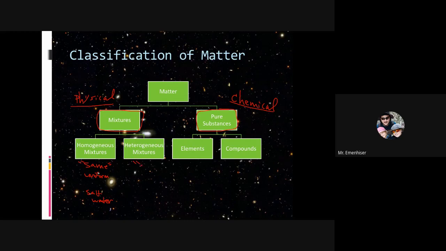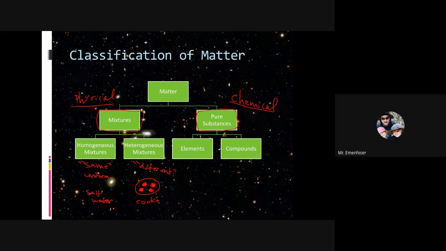Heterogeneous mixtures are different, which means they're not uniform, they're not the same. An example would be a cookie. I've got the chocolate chips, and they're black, kind of soft, kind of gooey. And then I've got the rest of the cookie, the dough, which is different than the chocolate chip. If you have two different things, that's a heterogeneous mixture. So a cookie, a salad, those are heterogeneous mixtures.